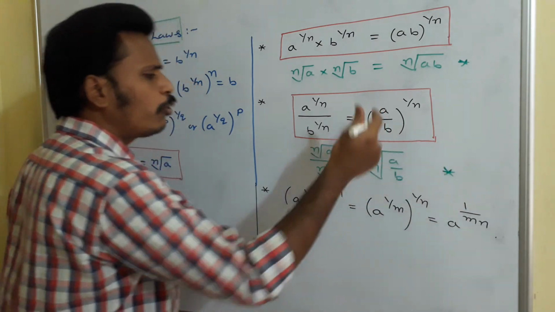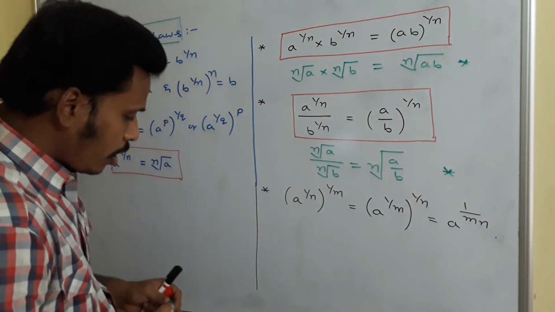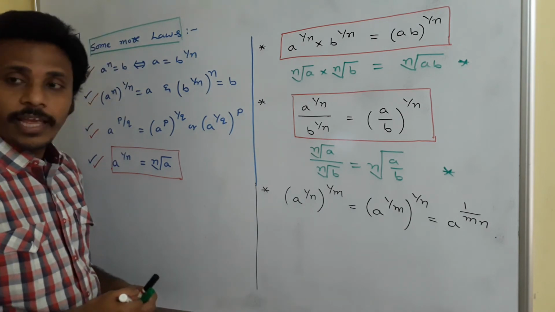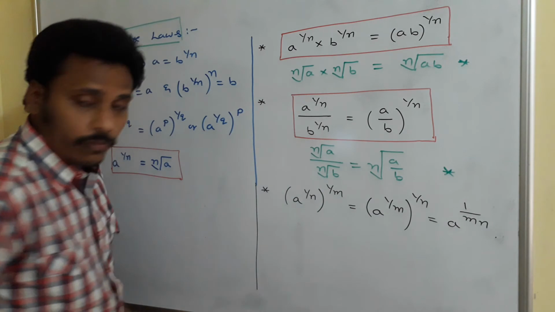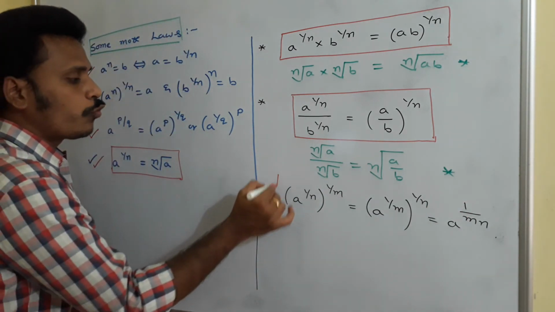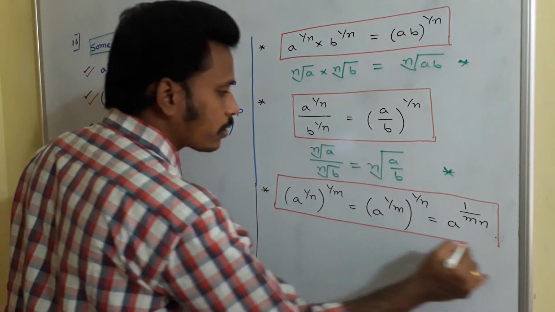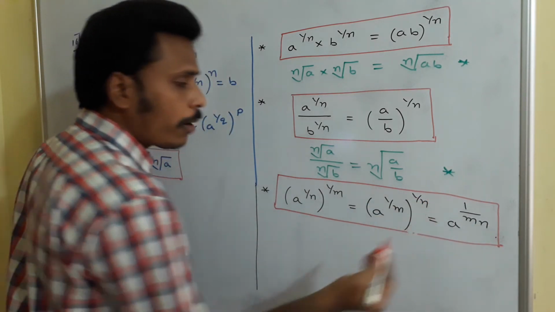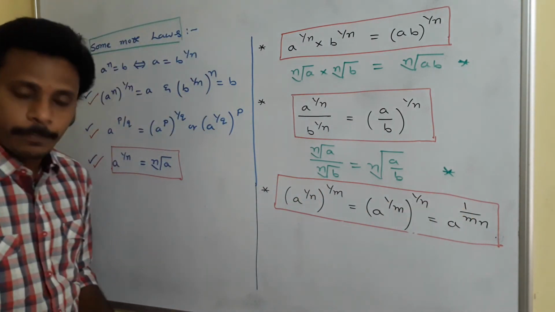Both are the same. And now the next thing, just observe this. (a^(1/m))^(1/n) can be written as a^(1/(mn)). Very useful in many situations. Just memorize this. We multiply these two, 1/m and 1/n, to get 1/(mn). That's what I mentioned there.